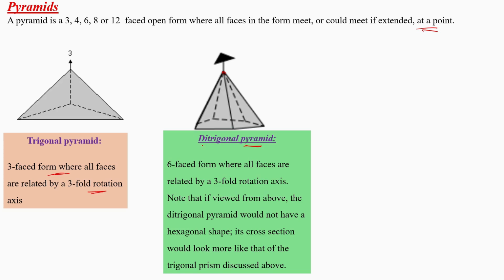So the trigonal pyramid is a three-phase form, and ditrigonal means 2 into 3, total 6 similar faces we will get in this particular form, which is connected in a point, and it must have threefold rotation.